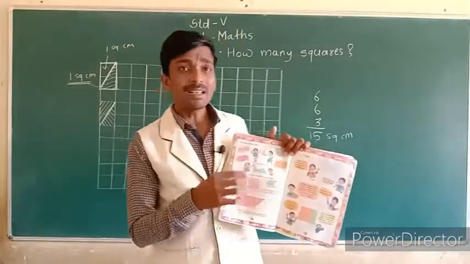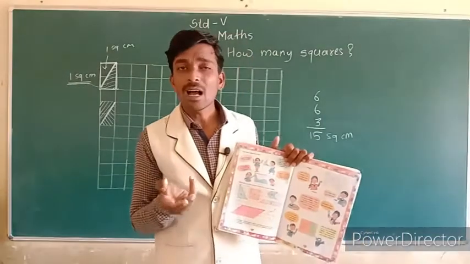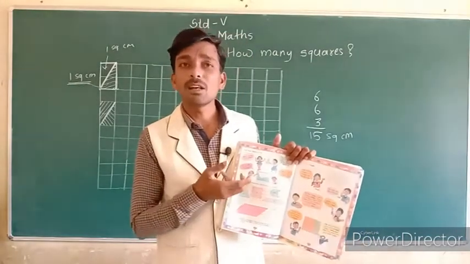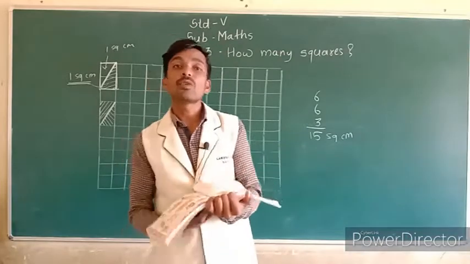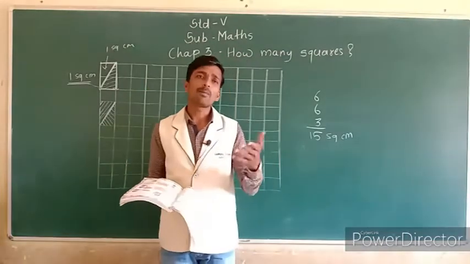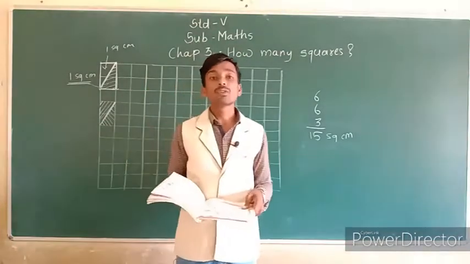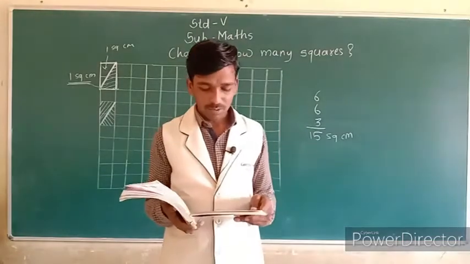And the colored part is half. The colored part is half, which means what is the area of that colored part? That is 4 square centimeters. Understand? Half of 8 means 4 square centimeters. Okay.